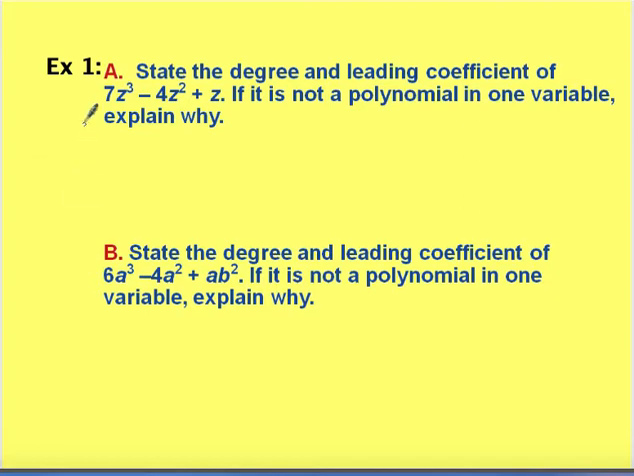For our first example here, it says state the degree and the leading coefficient of 7z to the third power minus 4z squared plus z if it is a polynomial in one variable. If it is not a polynomial in one variable, explain why.